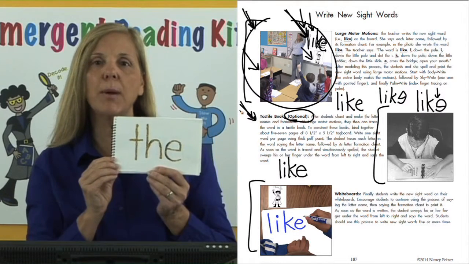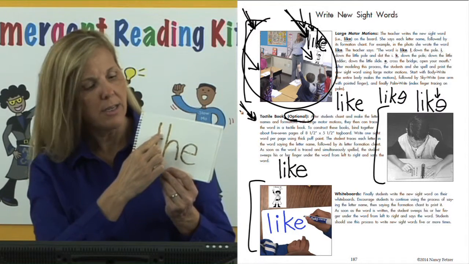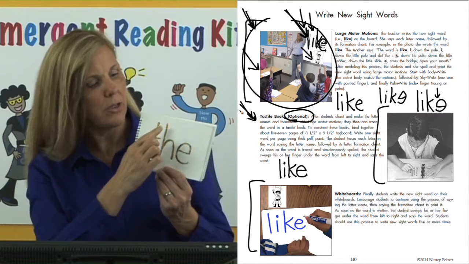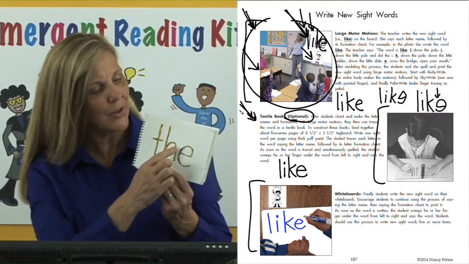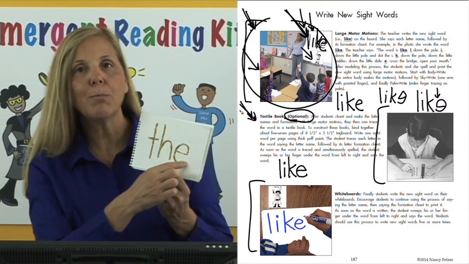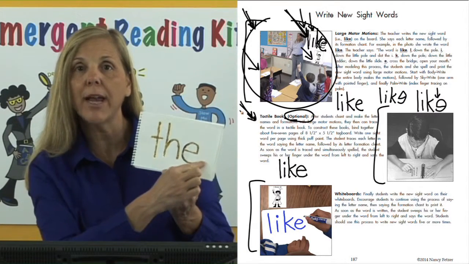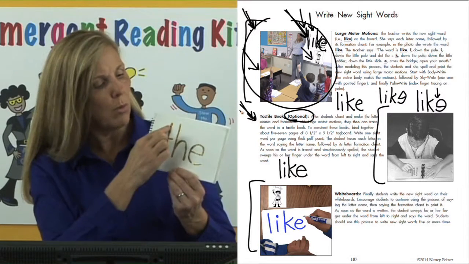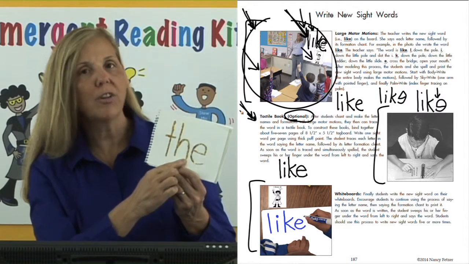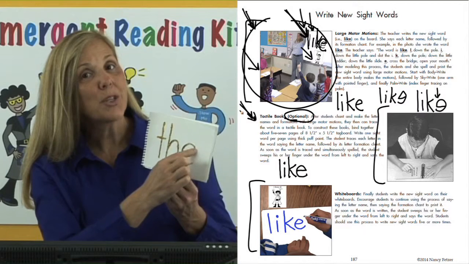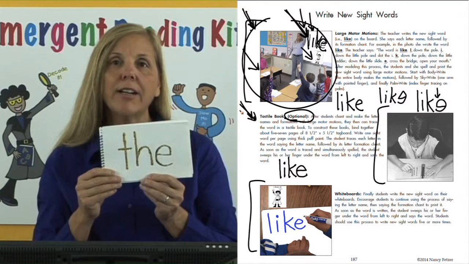When students are using these pages, this is what it would look like. They would say the letter chant: down the pole, cross the bridge, down the pole, over the hump. E likes to be close to the letters, cross the bridge, open your mouth. Then they put their finger underneath the word and they slide it from left to right and say the word, "the." One more time: down the pole, cross the bridge, T. Down the pole, over the hump, H. Cross the bridge, open your mouth, E. T-H-E, the.